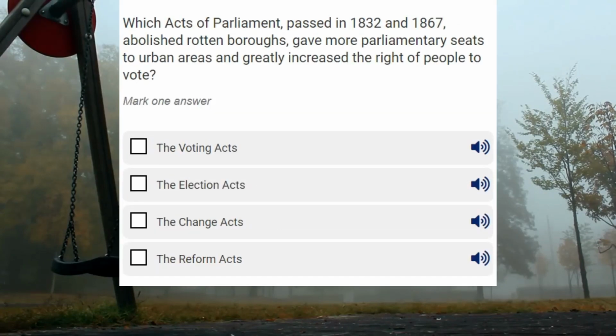Which Acts of Parliament, passed in 1832 and 1867, abolished rotten boroughs, gave more parliamentary seats to urban areas and greatly increased the right of people to vote? The Voting Acts. The Election Acts. The Change Acts. The Reform Acts. Correct answer: the Reform Acts.